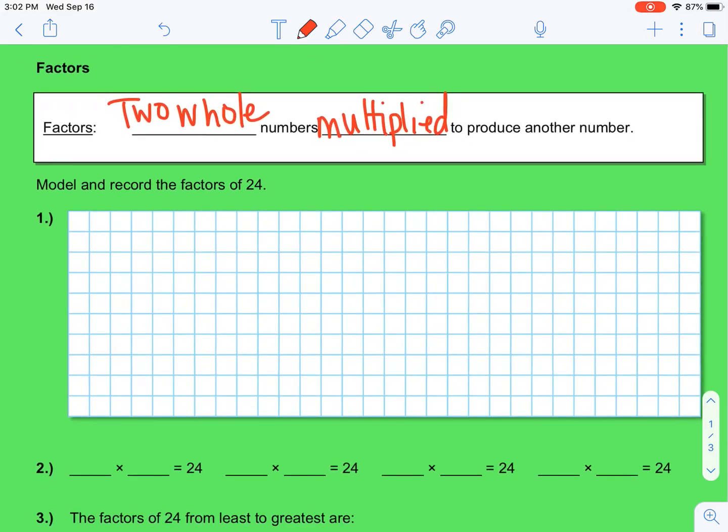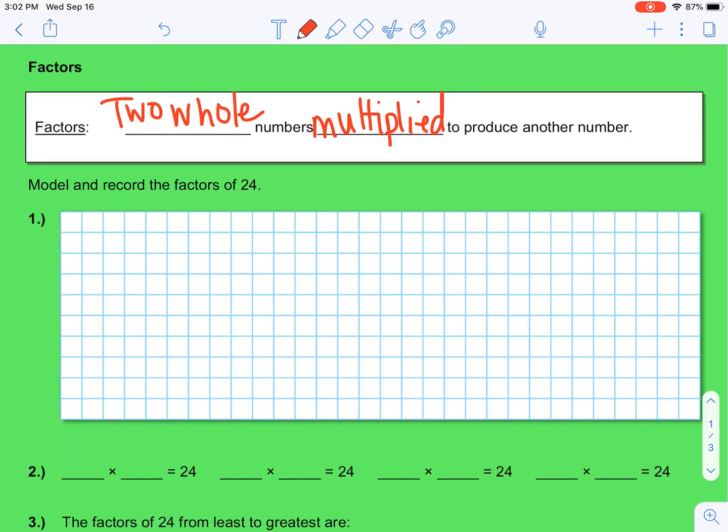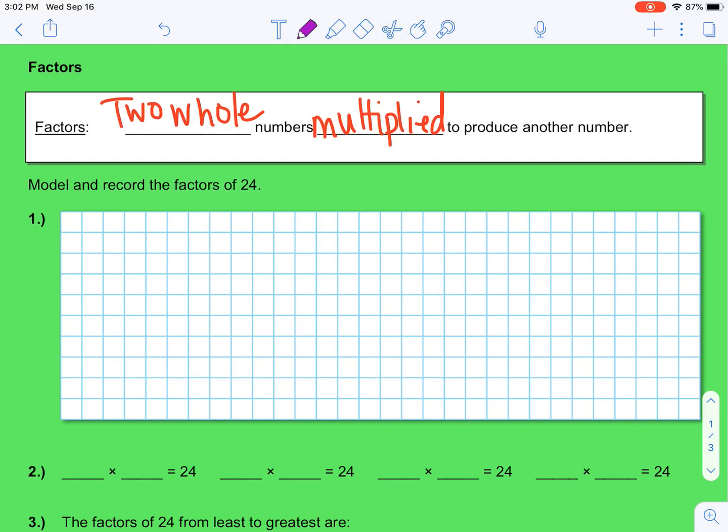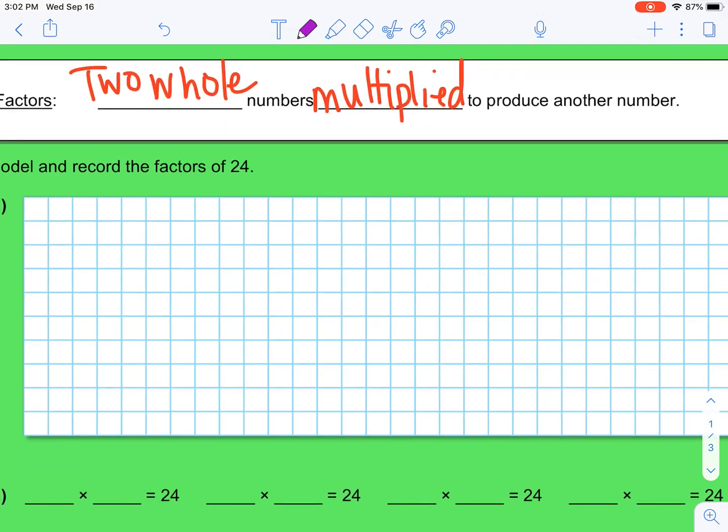So let's look at 24 a little bit more. What we're going to do is we're going to model and record factors of 24. So our goal right now is to figure out how many ways we can show 24 boxes. So I know if I just do one long row of 24, let's see if that's 24.